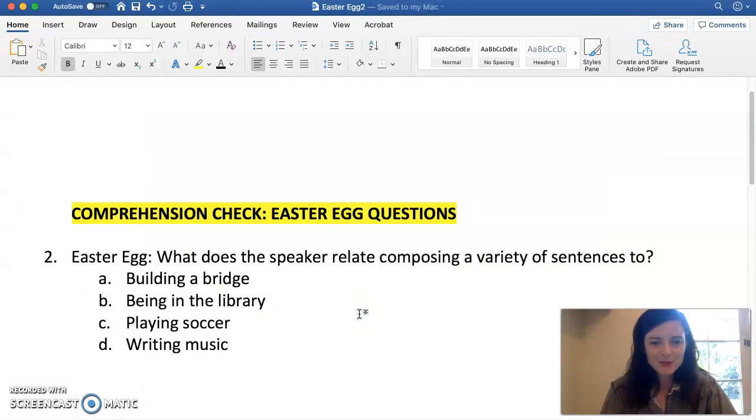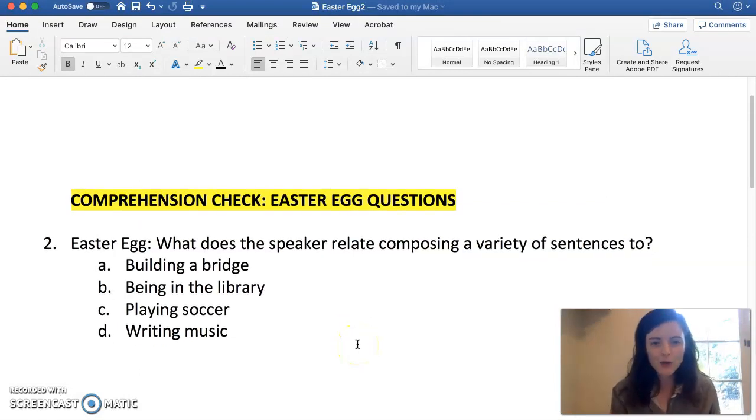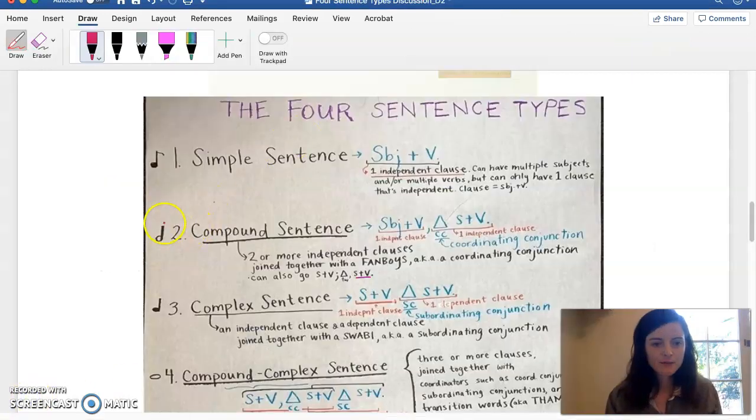So that brings us up to our second Easter egg question. What does the speaker relate composing a variety of sentences to? Take a guess.